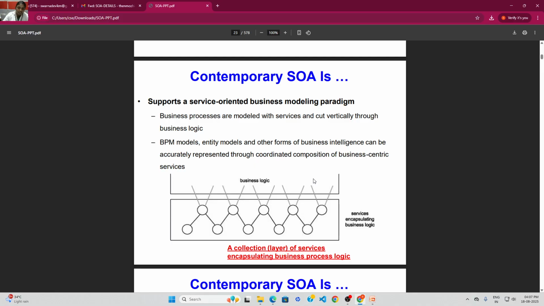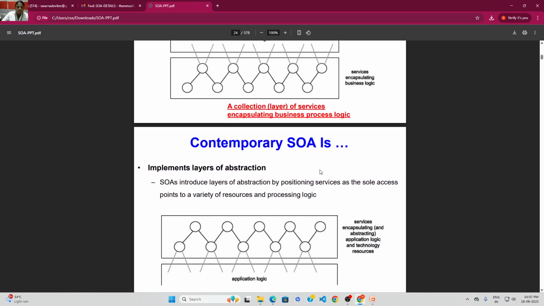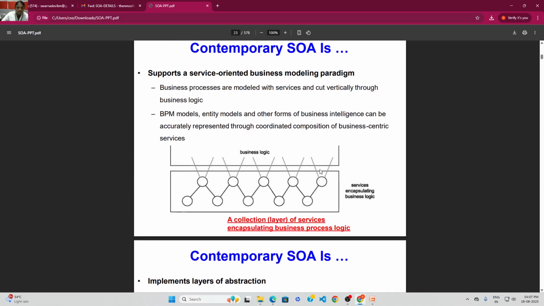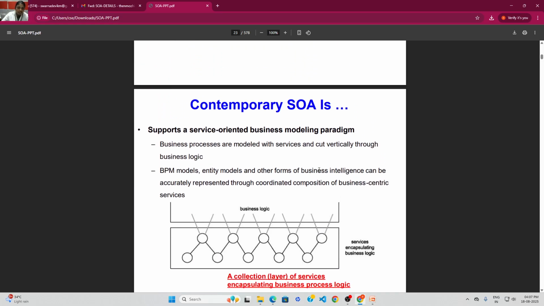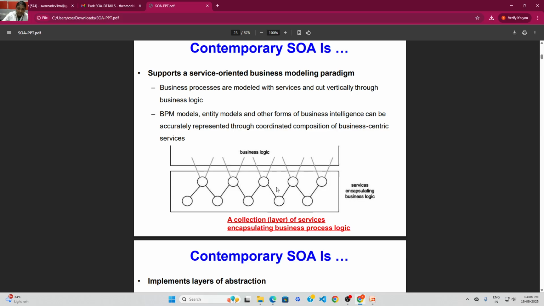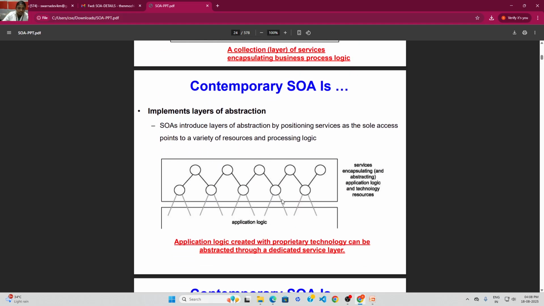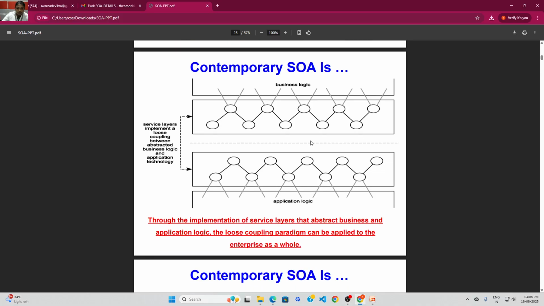Next, the service-oriented business modeling paradigm. Layers of abstraction, many functions. First one, the service-oriented business modeling paradigm. It cuts vertically through the business logic, mainly used for business functions and mainly used for composition of business functions. These are in the graph here; you have to refer to this. And it implements layers of abstraction. It will be positioning the functions and resourcing the many functions.